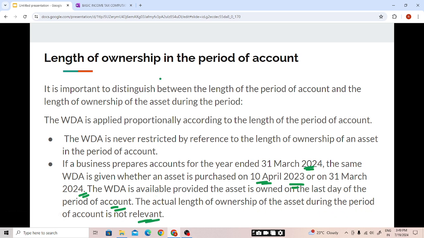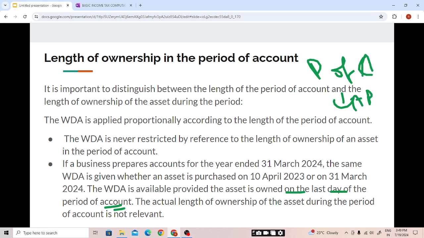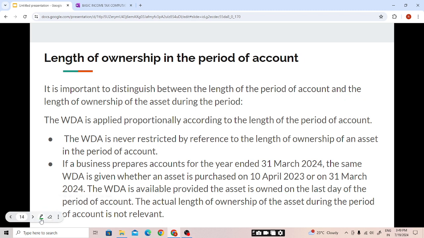As I already mentioned, the length of ownership is not relevant, the length of period of account will be relevant, and the WDA will only be calculated if the asset is owned on the last day of the period of accounts. Period of accounts means accounting period. I hope this is clear. The length of ownership is clear.